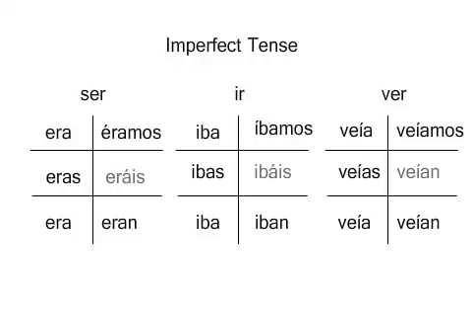Also, you may notice that the yo form and the el, ella, usted form is identical on each of these. You may have noticed that with the regular endings as well, and we'll take a look at that one more time before the end of the video. That's not a mistake. These are, in fact, identical. So we have to just use the context to help us know whether we're looking at the yo form or the el, ella, usted form in those cases.